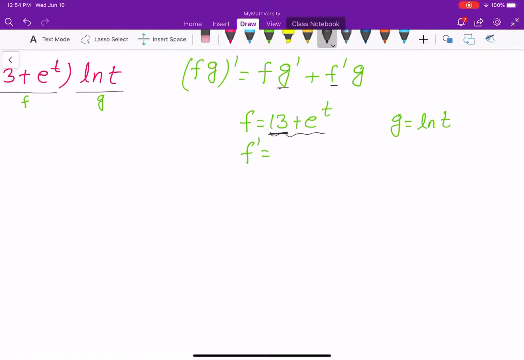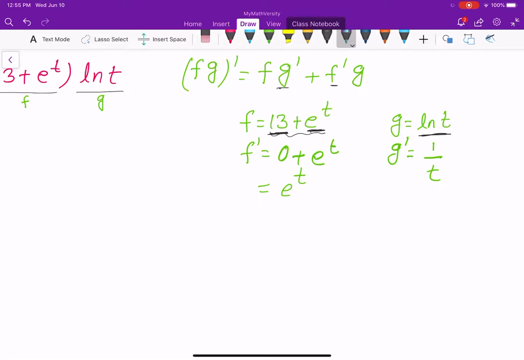Let's first find the derivative of 13, which is 0, right? Plus, what is the derivative of e to the power t? The derivative of e to the power t with respect to t is just e to the power t. So f prime is just e to the power t. In a similar way, let's find g prime, which is the derivative of ln t. When you differentiate ln of t with respect to t, we have a formula: the derivative of ln of t is 1 over t.